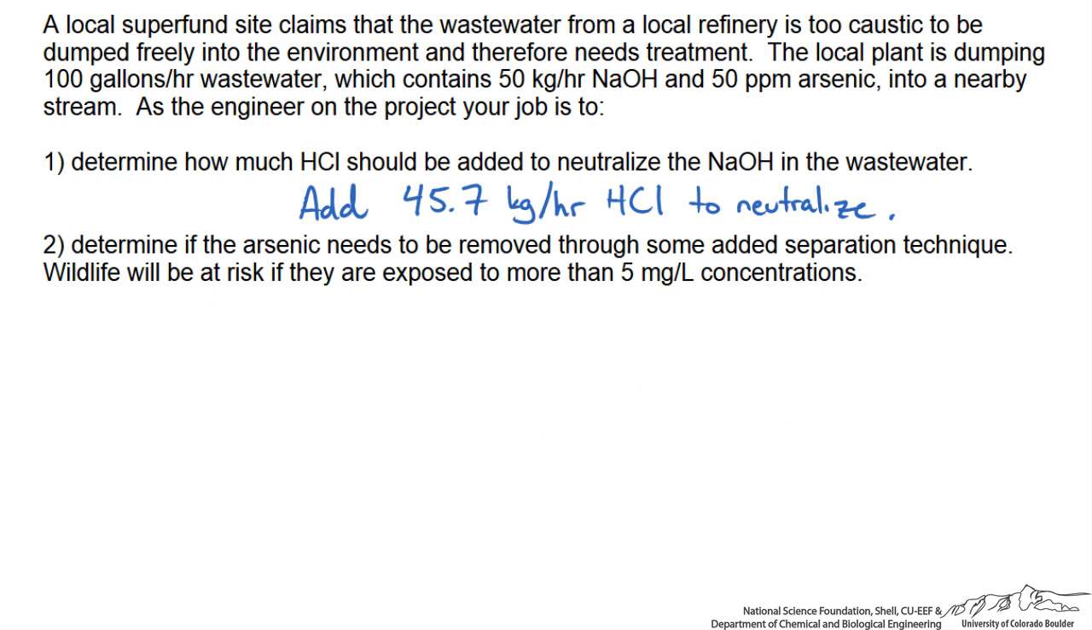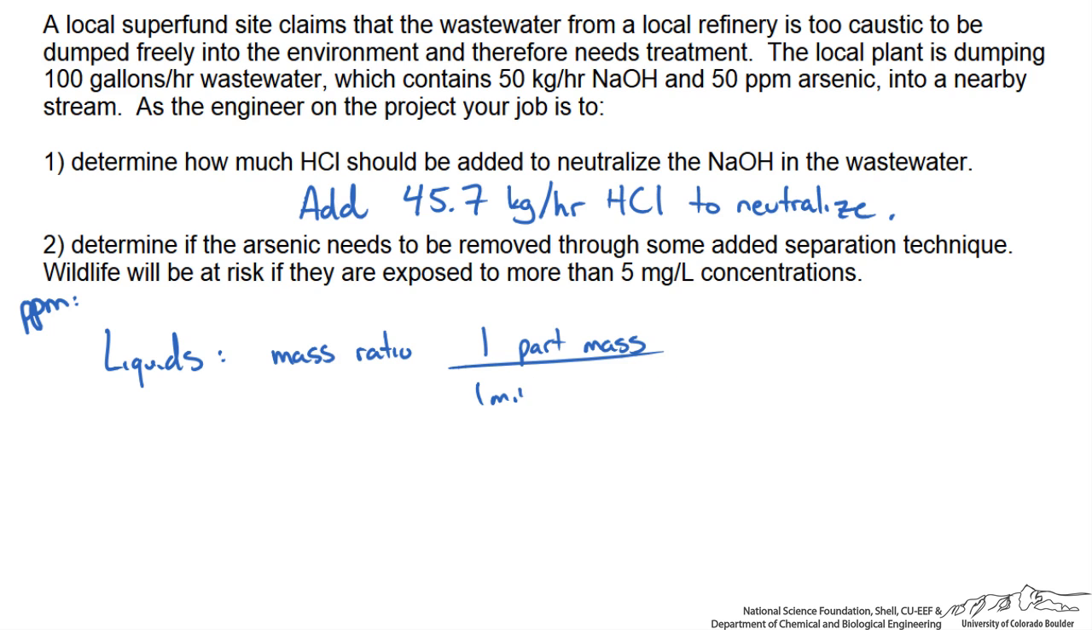Now part B asks about the arsenic. So how does 50 parts per million of arsenic compare to 5 mg per liter? Now, generally when referring to parts per million in liquids, the general rule of thumb is that for liquids we think of a mass ratio. So a parts per million means 1 part mass per 1 million parts mass. So in this case, 1 gram of our solute per 1 million grams of our solution.